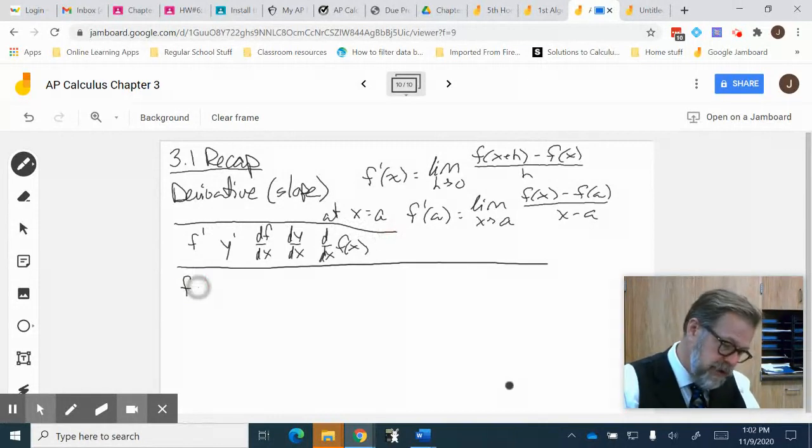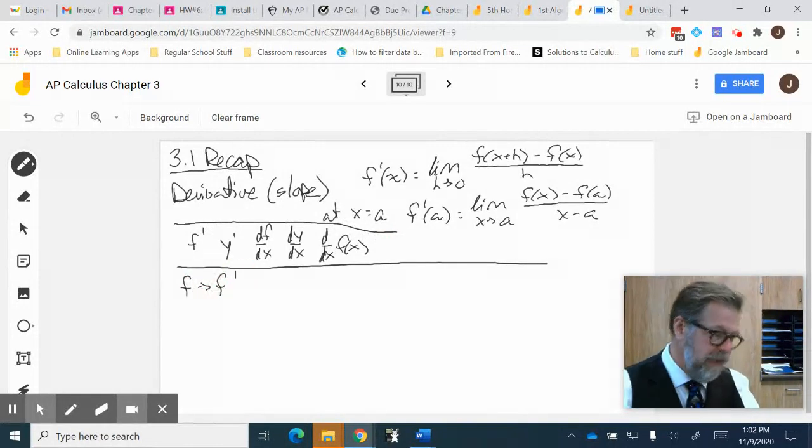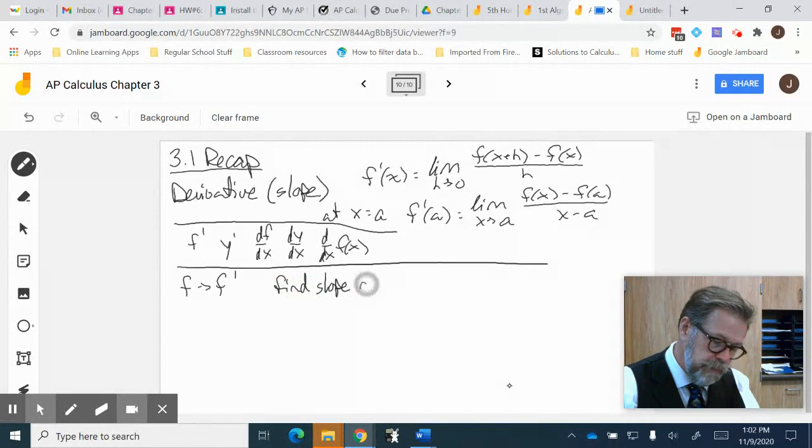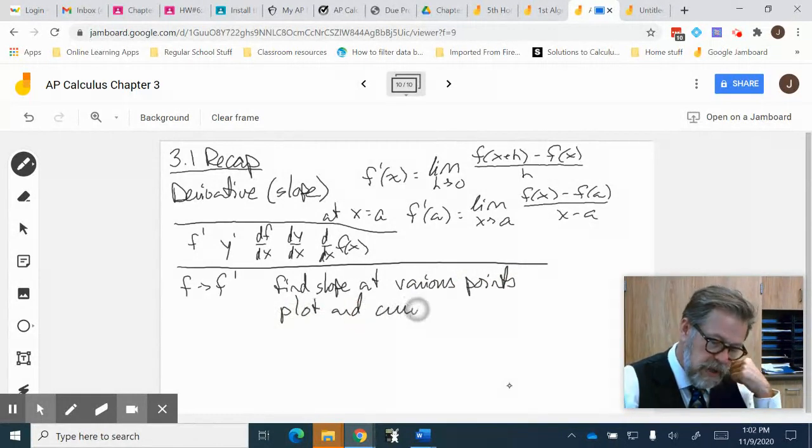Graphs, f to f prime. If we are given the graph of a function, we can find the slope at various points and then plot those points. Plot and curve fit.